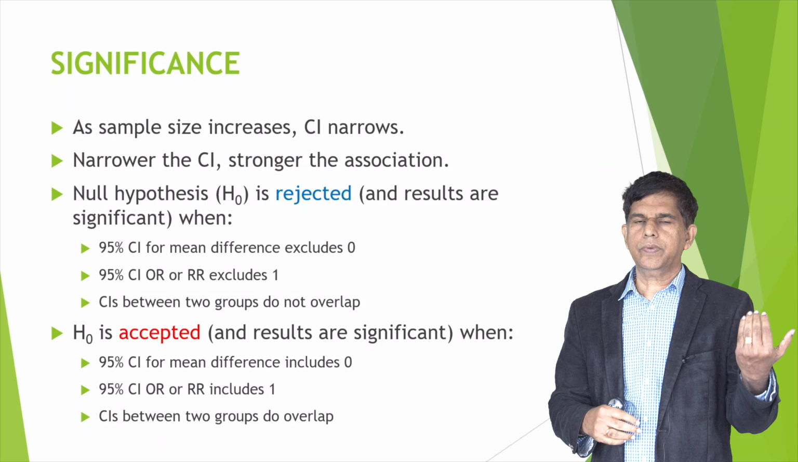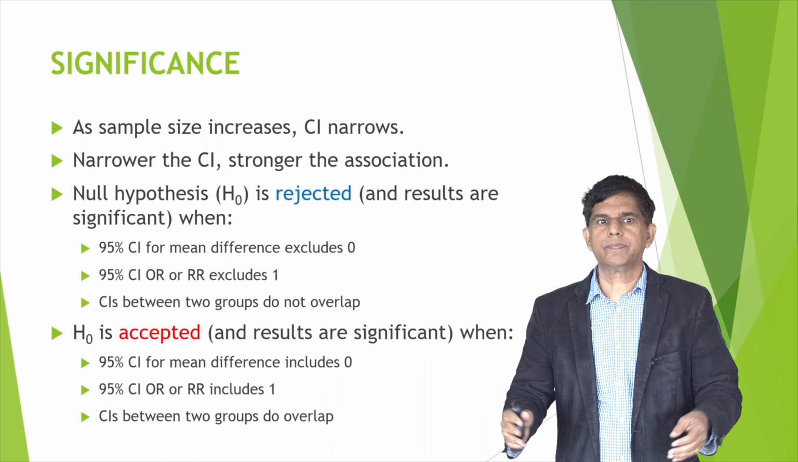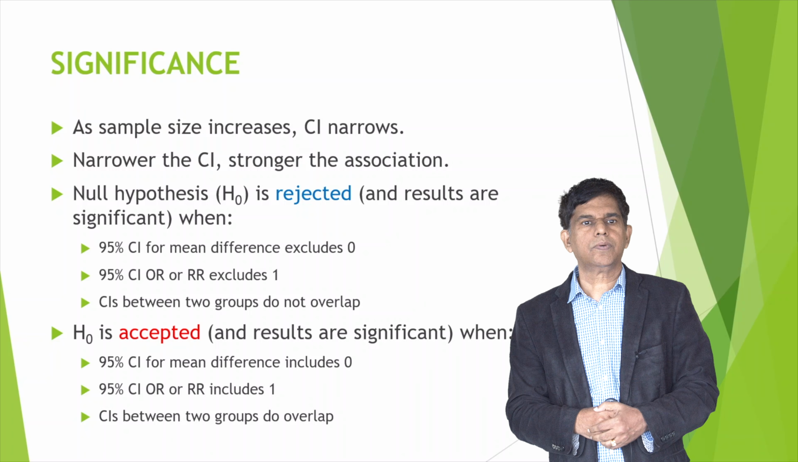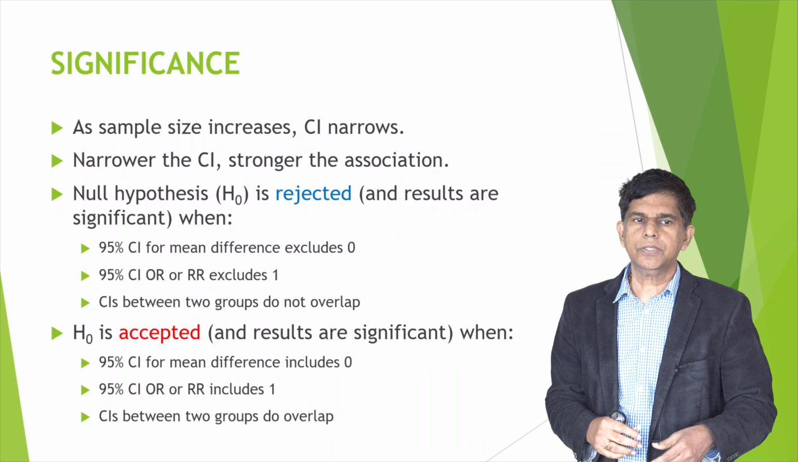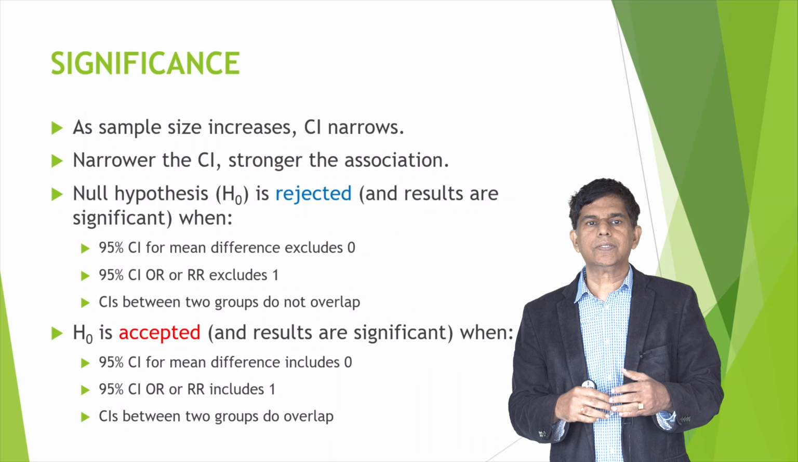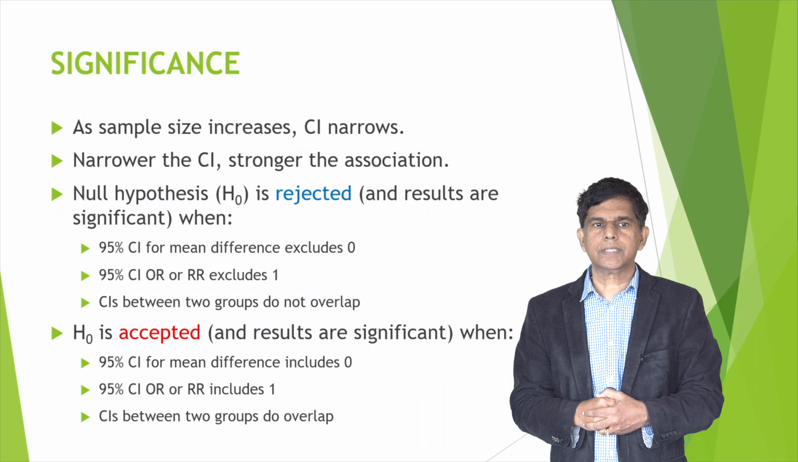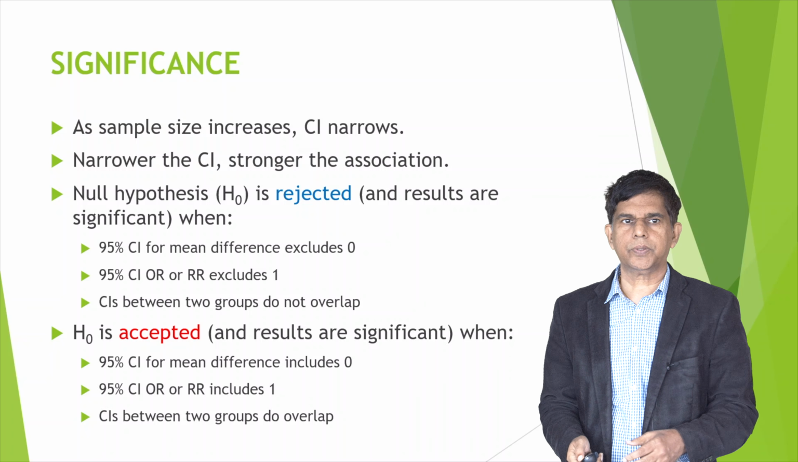Now, under which conditions can you accept the null hypothesis? When the 95% confidence interval for the mean difference includes 0. When the 95% confidence interval for the odds ratio or relative risk includes 1. And when the confidence intervals of two groups do overlap. In those three situations, you accept the null hypothesis. Remember that, a very, very important point.